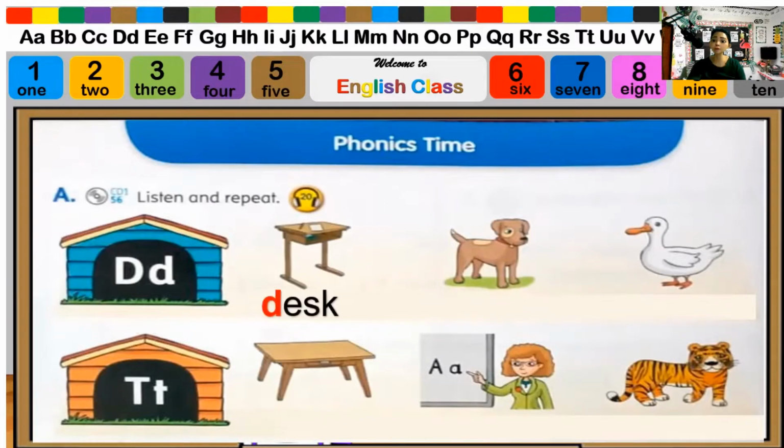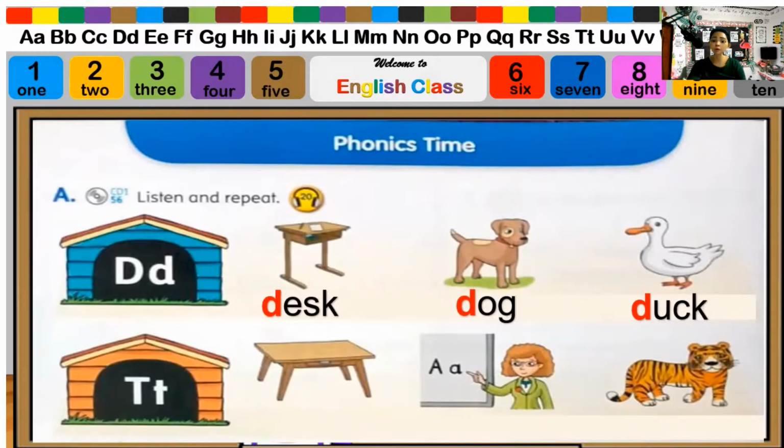First one is desk. The desk. The second one is dog. The dog. And the third one is duck. The duck.